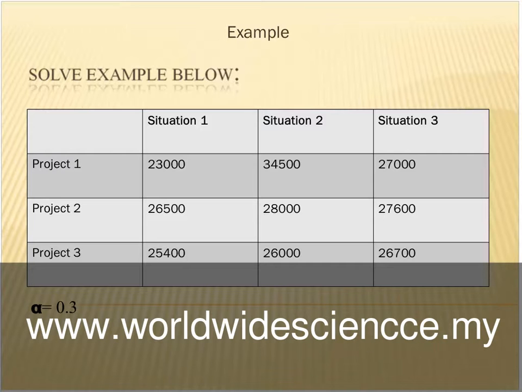I'm giving time to friends to solve this problem using Hurwicz's method. Only Hurwicz's. Please solve this problem and say which project is suitable. Alpha for situation 1 is 0.3, for situation 2 is 0.5, and for situation 3 is 0.2. Please do it now.